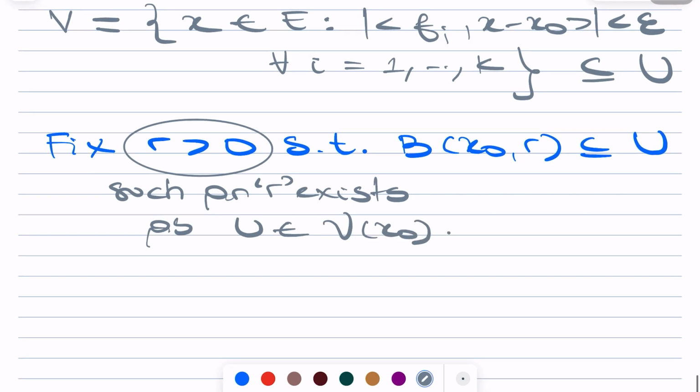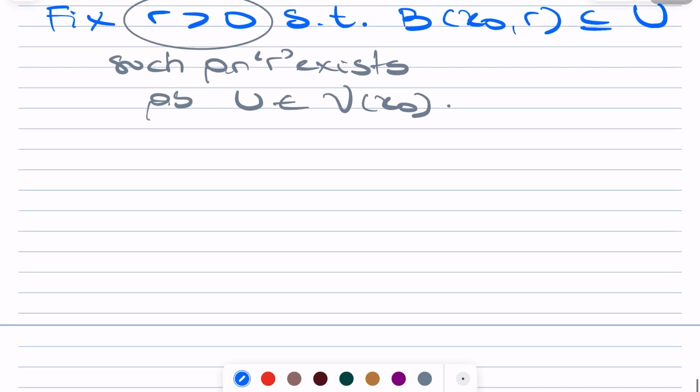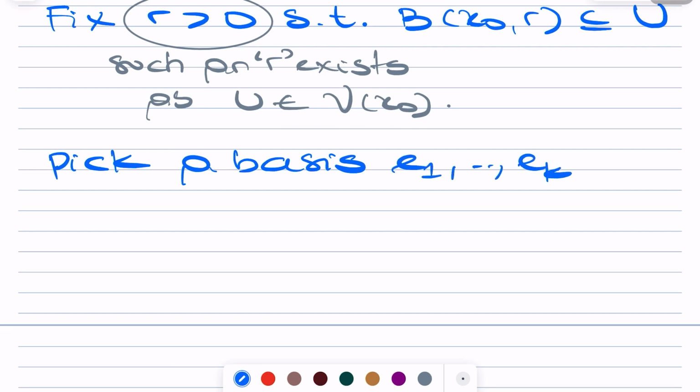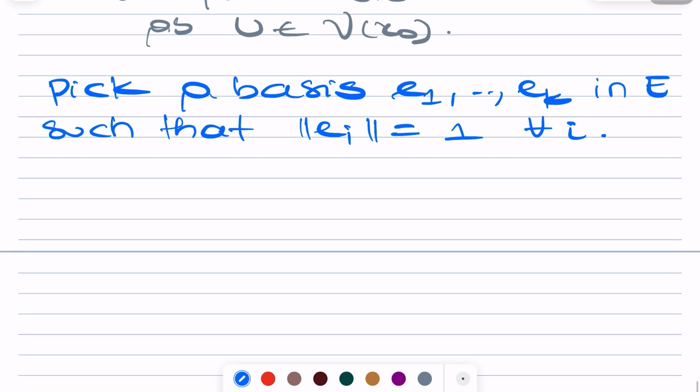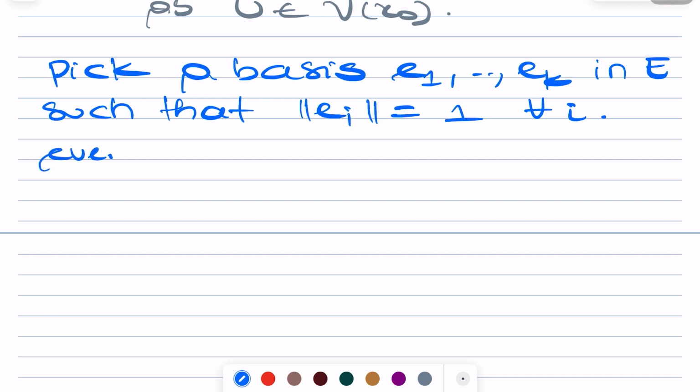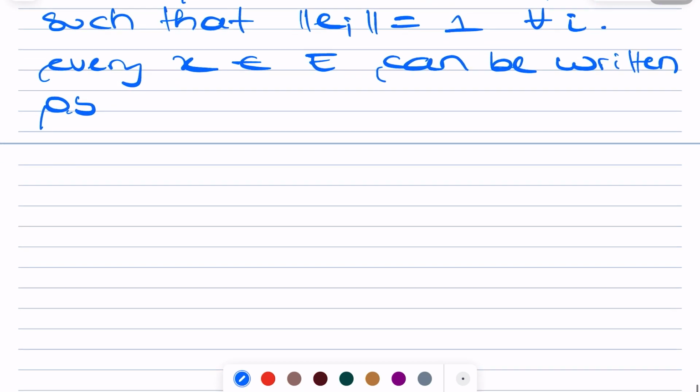So now what you do is that you pick a basis, because remember E is finite dimensional. So pick a basis e1 up to ek in E, such that the norm of ei is equal to 1 for every i. So therefore, by the basis definition, every x in E can be written as x, the summation of the xi ei, i moving from 1 to k.